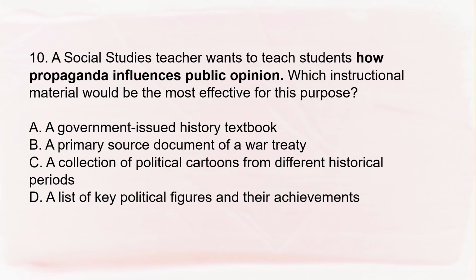Number 10. A social studies teacher wants to teach students how propaganda influences public opinion. Which instructional material would be the most effective for this purpose? Letter A, a government-issued history textbook. Letter B, a primary source document of a war treaty. Letter C, a collection of political cartoons from different historical periods. Or letter D, a list of key political figures and their achievements.